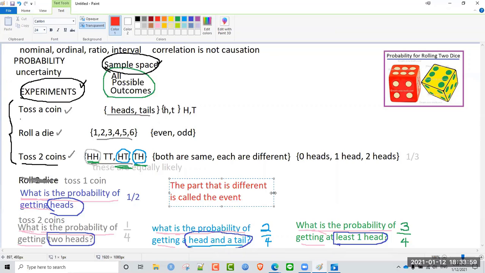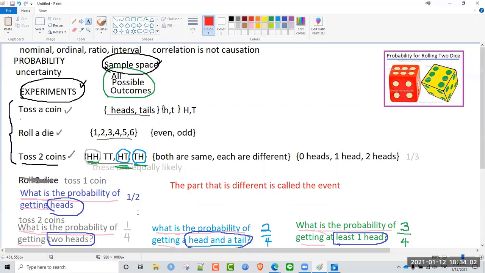Okay? So for the dark blue question, what is the event? Let me call on somebody. How about this person? Meg. Yes, Professor. The event of getting heads. Yeah. So the part that is different is the event of getting heads, right? So the event is heads here for the dark blue one.